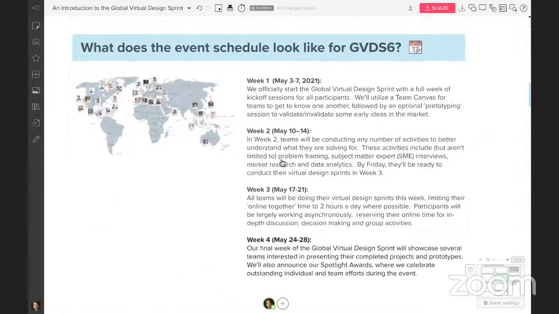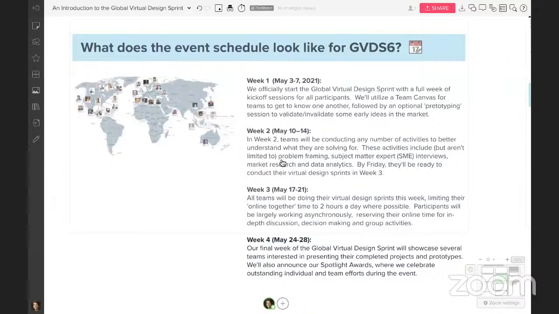In terms of what the event schedule looks like, this is a month-long event. So this is not something where it's just a day or 2 days like a hackathon. This is literally a month-long experience. The majority of the intensity of the work in terms of doing the actual virtual design sprint is probably going to happen in either May 10th of week 2 or week 3. Most teams are going to be going through week 3 to do their virtual design sprints. Some, because of scheduling, will do them on week 2. It will all depend on how the team kind of comes together and when people are going to be available, but we're going to be working through that.